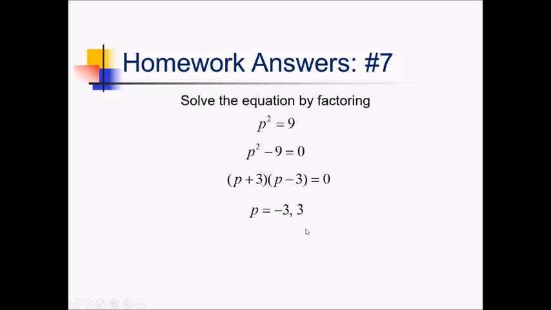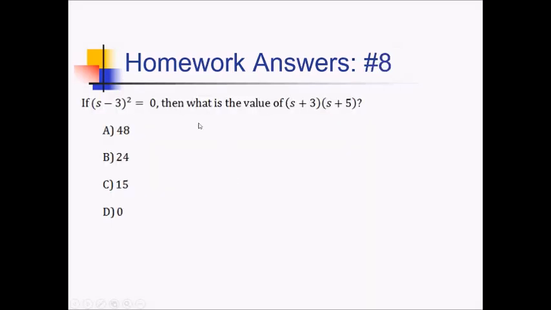On this problem, I'm given that s minus 3 quantity squared is 0, and I want the value of s plus 3 times s plus 5. Well, my first task is to figure out the value of s, and then I'll plug it into this expression over here. So if s minus 3 squared equals 0, that means that s minus 3 all by itself must have a value of 0, right? Because if you square 0, then you're still going to get 0. So if s minus 3 equals 0, that means s must have a value of 3.